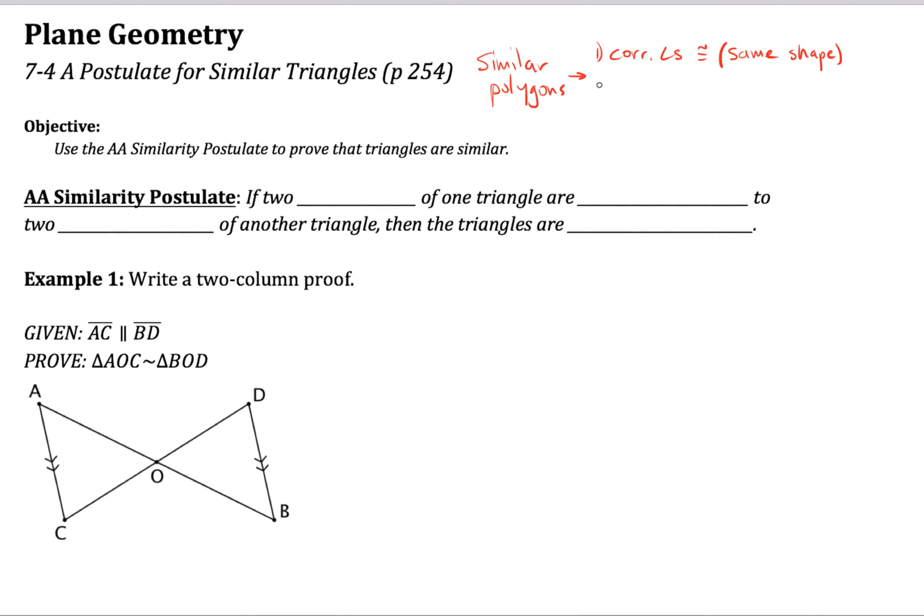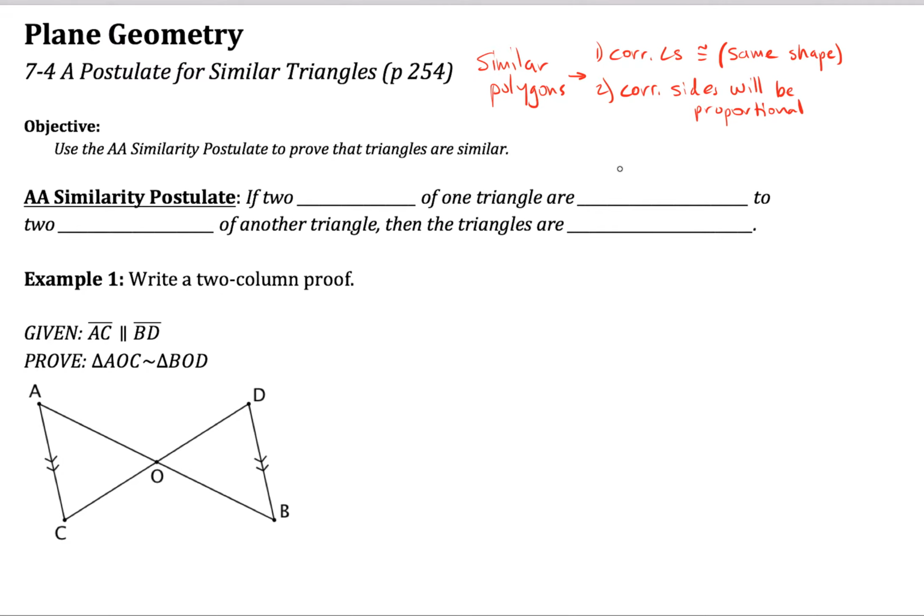And the other thing that will be true about two similar polygons, triangles or otherwise, is that the corresponding sides will be proportional. And of course, we've talked about how what that means is if I set up a ratio of one pair of corresponding sides, that ratio would be equal to any other pair of corresponding sides set into a ratio. So that's the definition of similar polygons. All the corresponding angles are congruent and all the corresponding sides will be proportional.